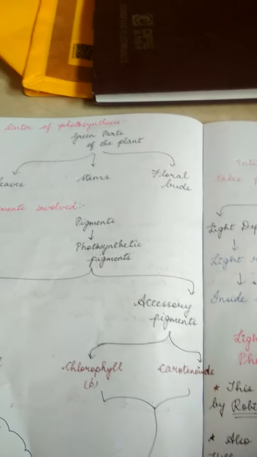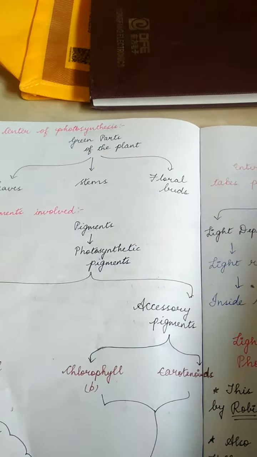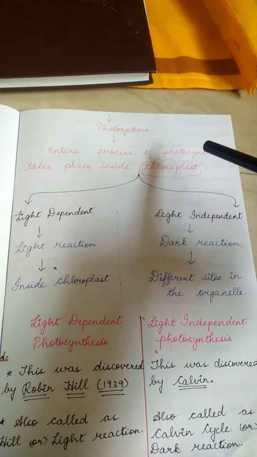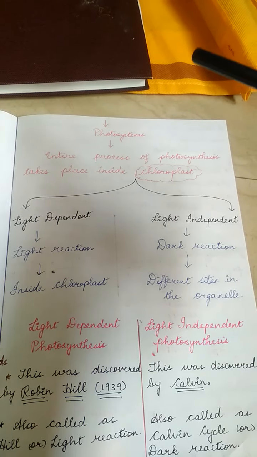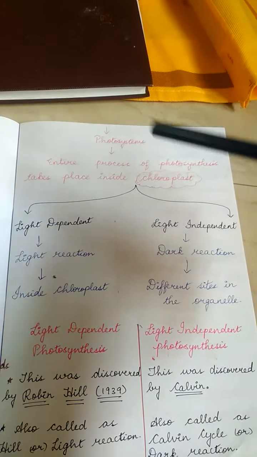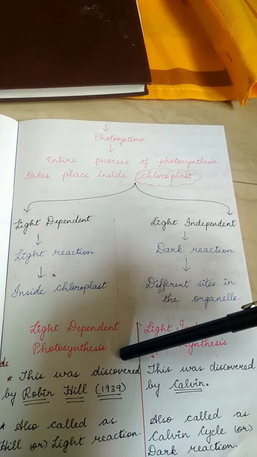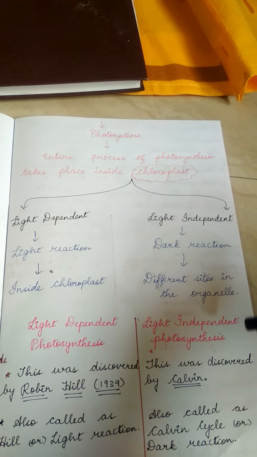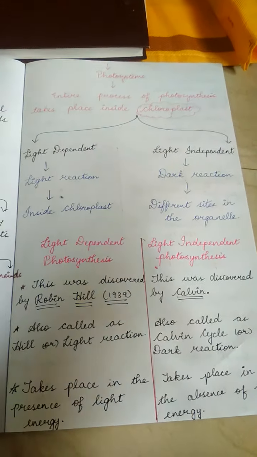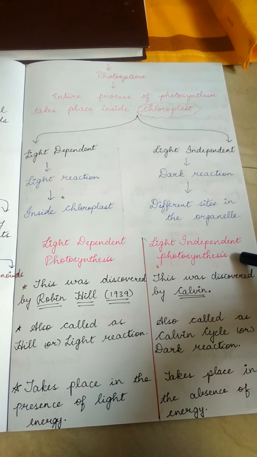Later we saw that the exact place where photosynthesis takes place was the chloroplast, and based on the light needed for photosynthesis, the process is divided into light dependent photosynthesis and light independent photosynthesis. So we are going to see the difference between light dependent photosynthesis and light independent photosynthesis.